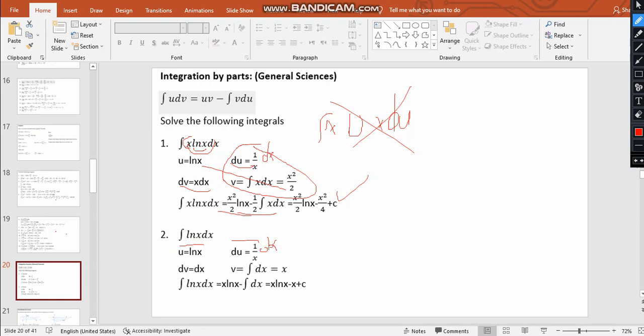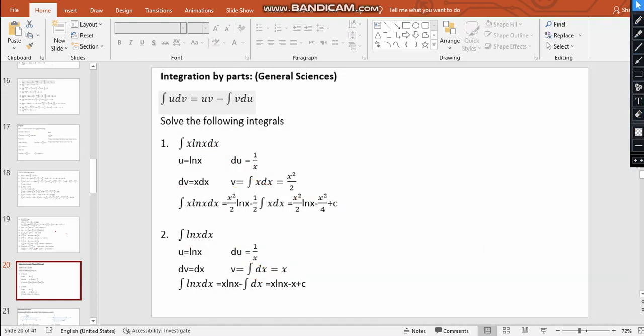And dv is dx, integral is x, so it's uv minus integral v du. 1 over x times x is integral dx, which is minus x. We cannot do it by table like with here. We're going to learn the table maybe later on. Okay, so here we do it by parts. So let us continue.